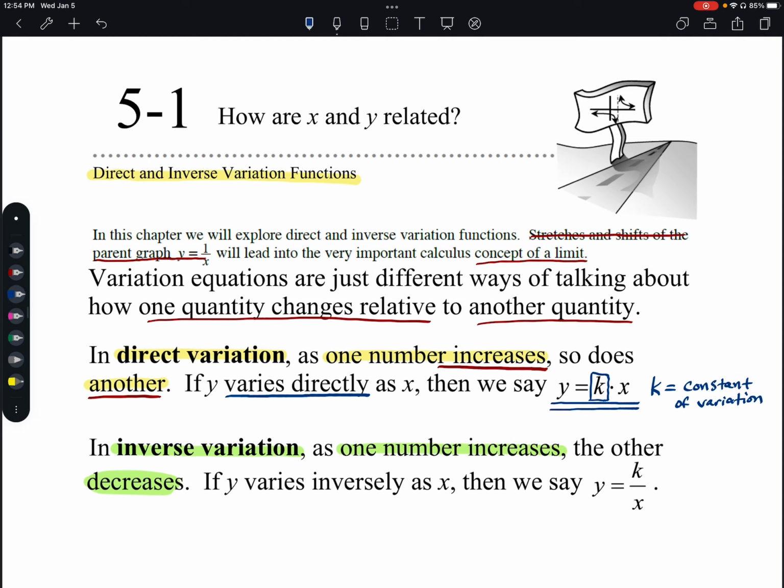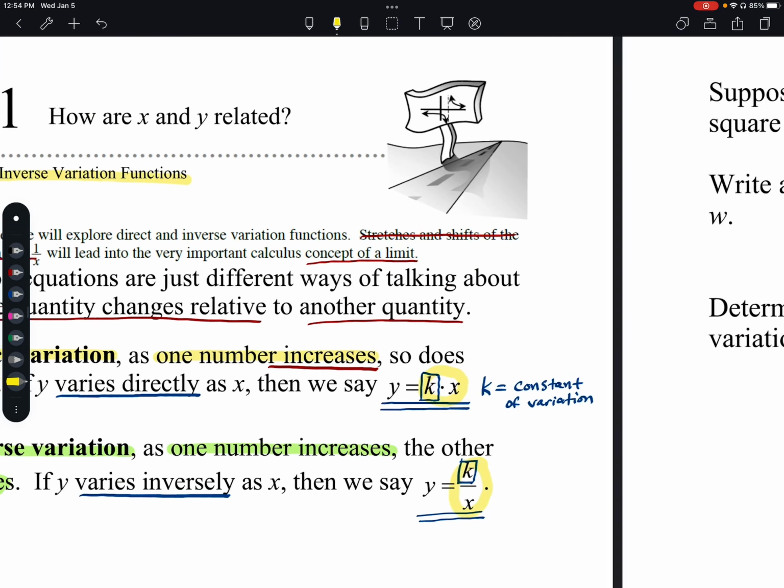Again, just an example. It says if y varies inversely as x, then we say that y is equal to k divided by x. Again, k is our constant of variation. But you just need to remember this kind of setup of the equation. In one of them, we have k and we're going to multiply it by x. In the other one, we have k and we're going to divide it by x. And we'll talk a little bit more about it as we see some of the examples.